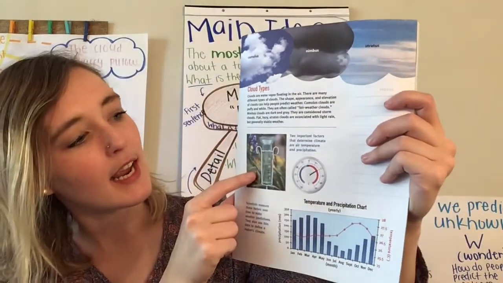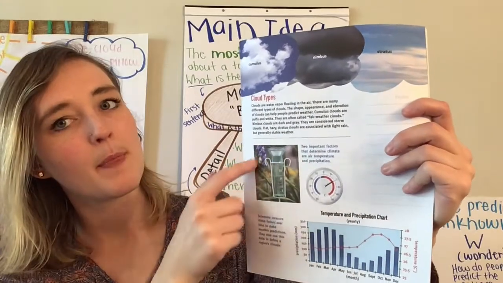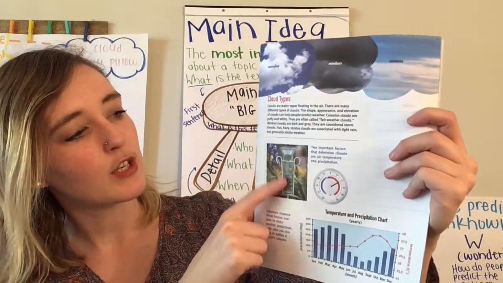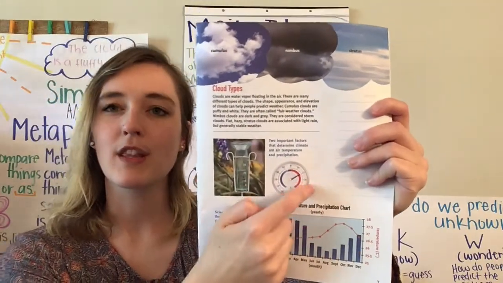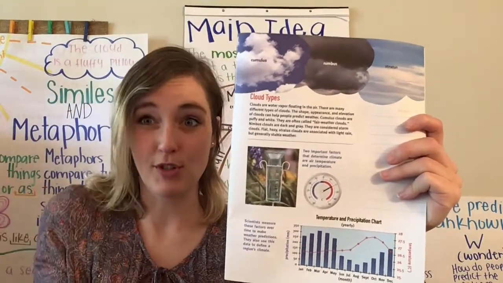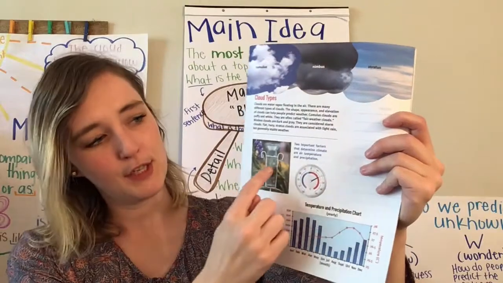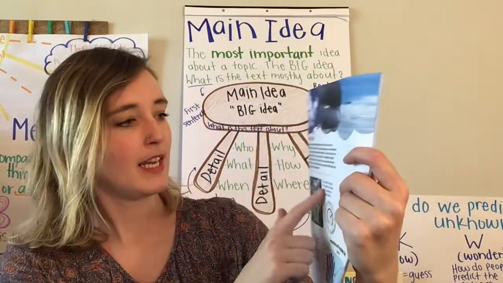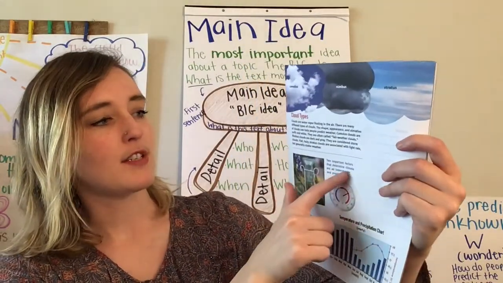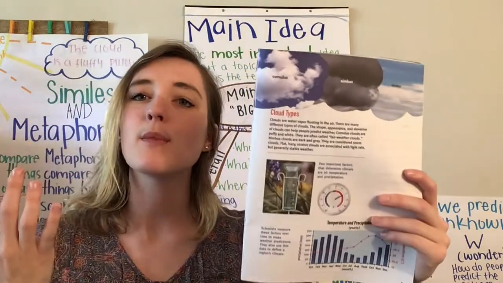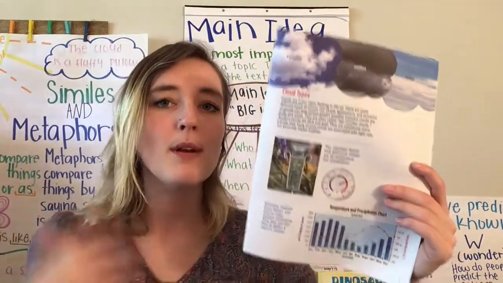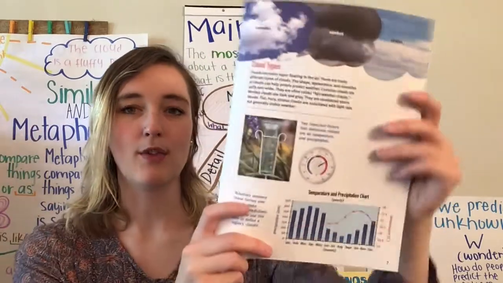So now I see a picture. Looks like there's water and it's measuring something. This I can connect with, looks like a way to measure temperature. So these are 2 photographs. There's a caption right here: 2 important factors that determine climate are air temperature and precipitation. So I'm learning some new words. Maybe I don't know what those words are, but I'm just graphic feature walking through.